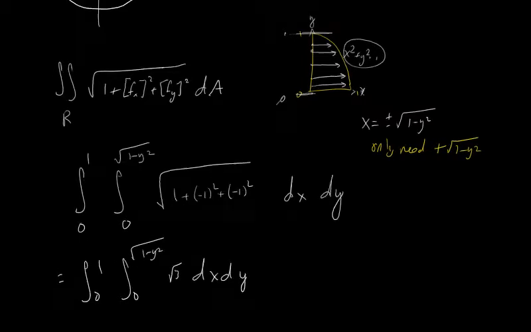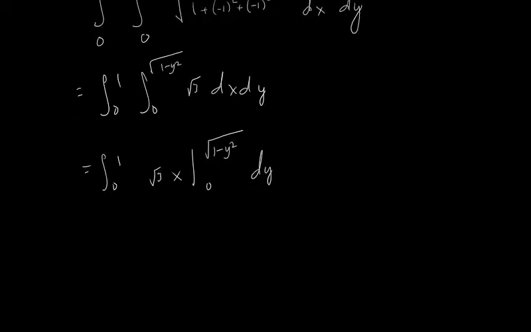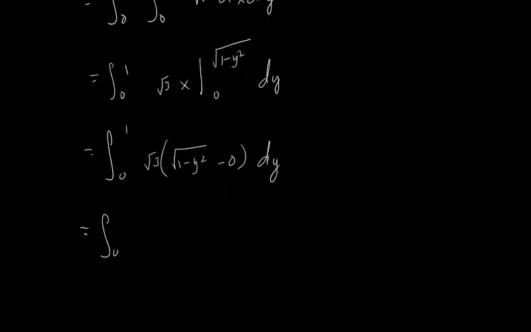Integrating the square root of 3 with respect to x is pretty straightforward. It's going to be root 3 times x, evaluated from 0 to the square root of 1 minus y squared, dy. So that's equal to the integral from 0 to 1 of the square root of 3 times the square root of 1 minus y squared minus 0 dy. So that's the integral from 0 to 1 of root 3 times the square root of 1 minus y squared dy.